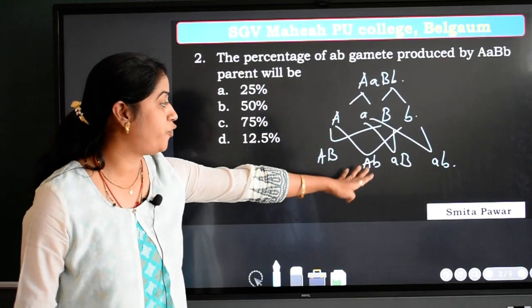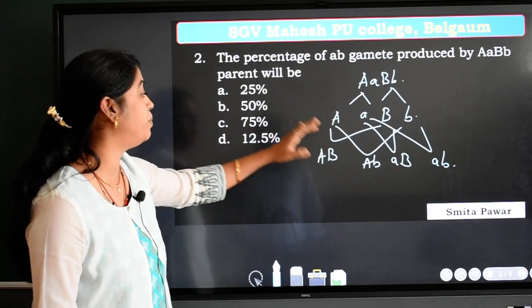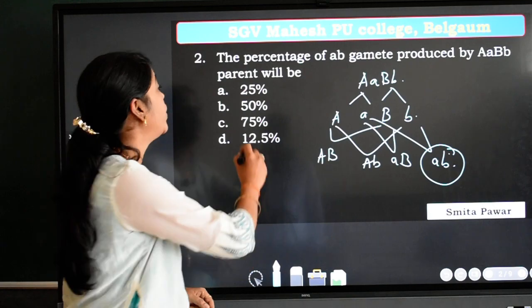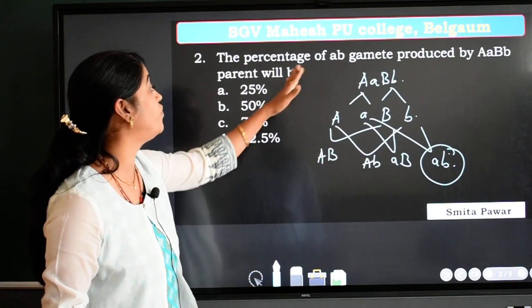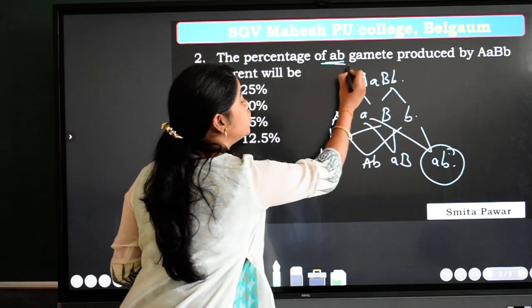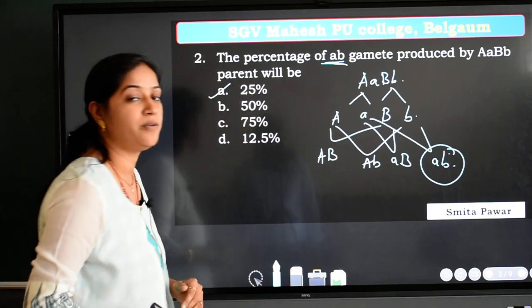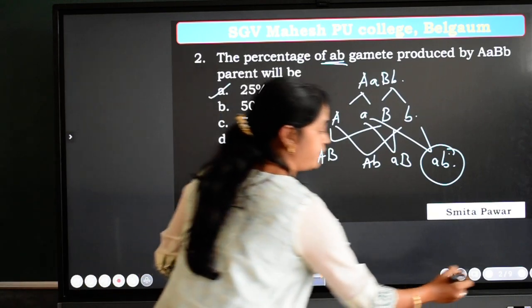So you have got 4 combinations here. If you divide 100 by 4, you get around 25% of the gametes with the combination of A and B. So the answer for this question is 25%. Next question.